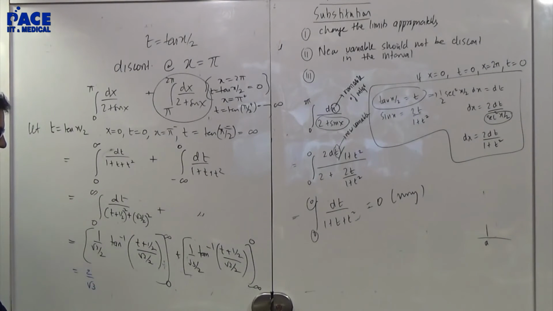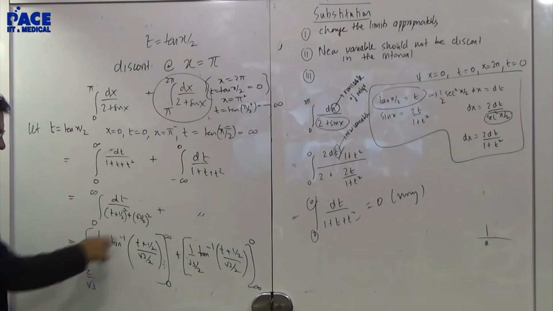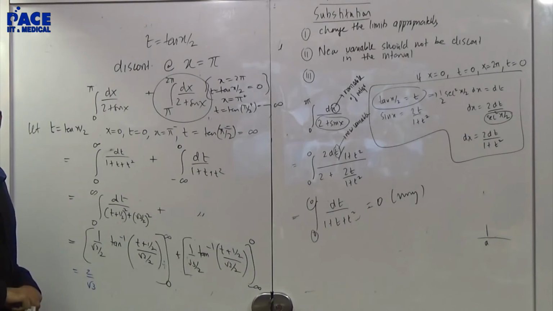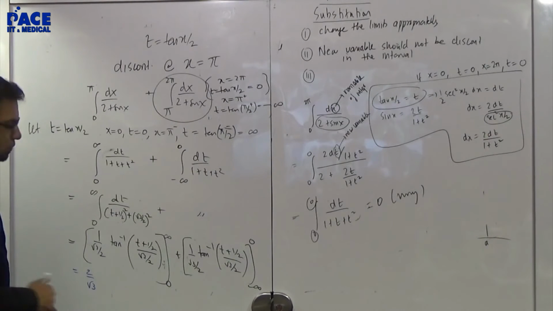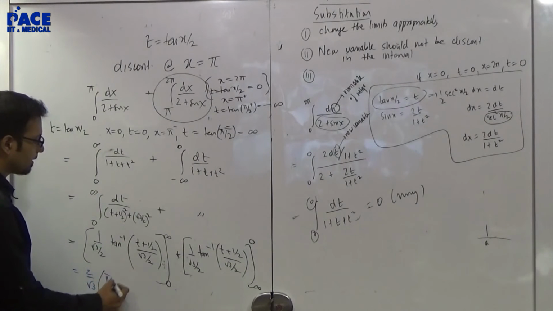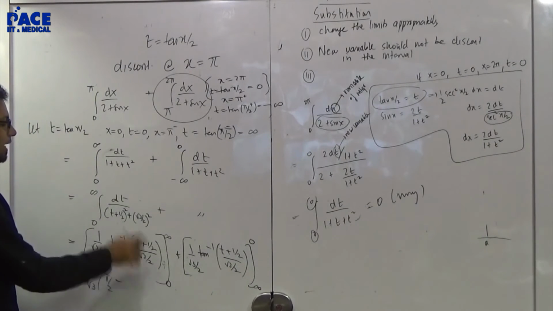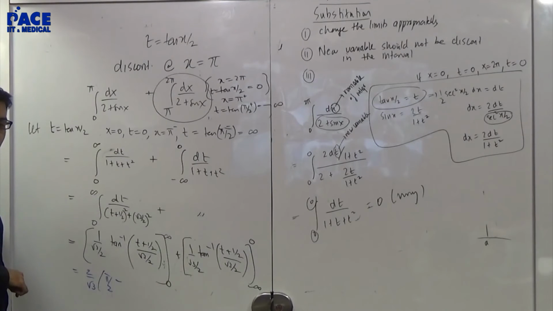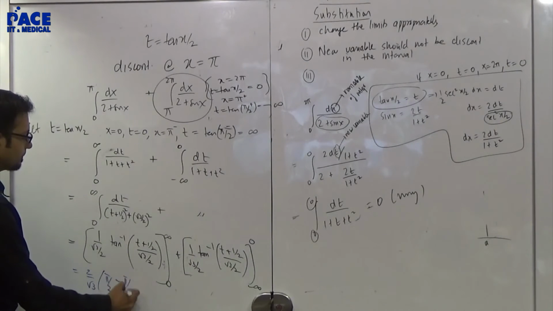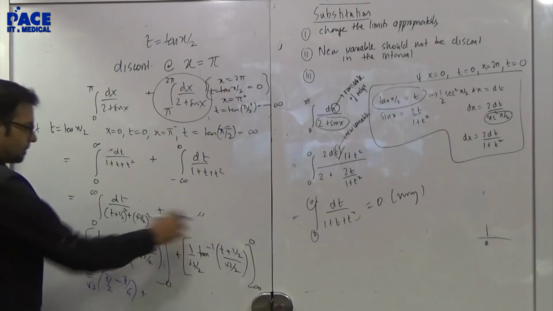Now when you put infinity, tan inverse of t tending to infinity is 90 degrees, pi by 2. Minus, now when you put t as 0, what happens? 1 by root 3. So 1 by root 3 means 30 degrees, pi by 6. Okay, then we come to this one.